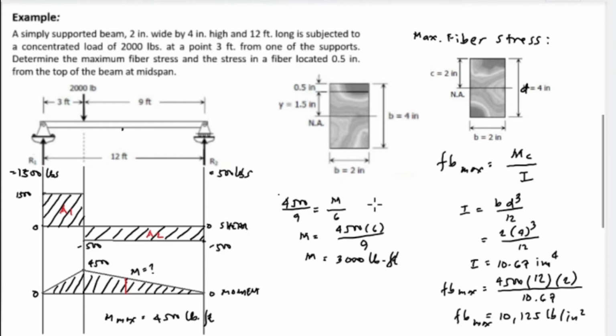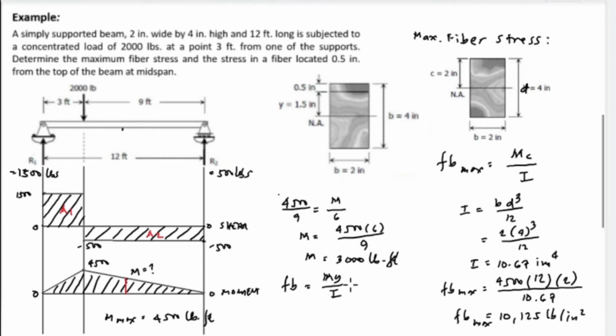And we will be using this to find the bending stress at midspan using the formula My over I. So F sub B is equal to My over I. So y for now is the distance from the neutral axis up to the bottom of the 0.5 inch, which is equivalent to 1.5 inch.